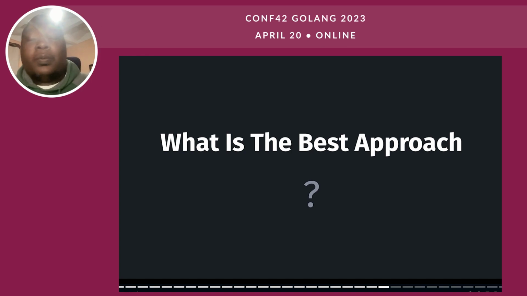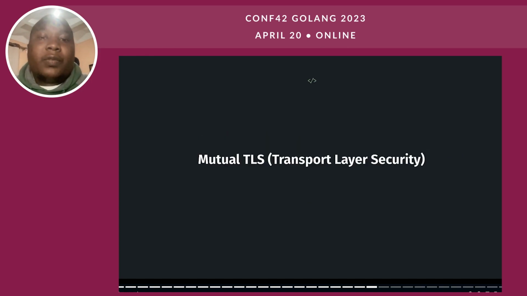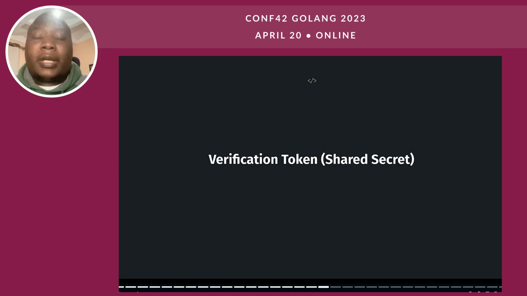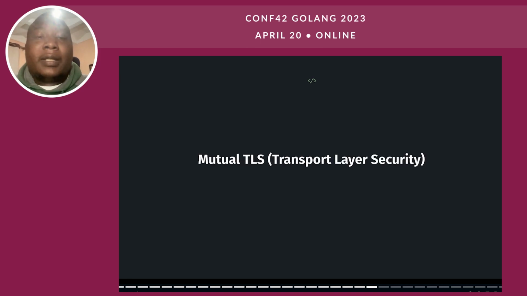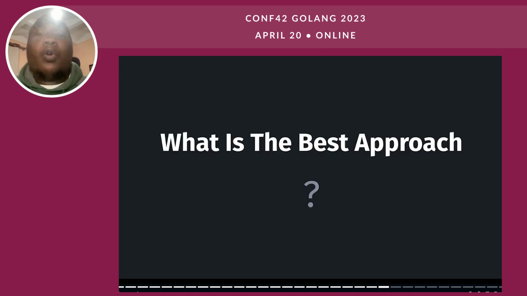So from all these examples that we've looked through, starting with the one-time verification process, verification token and shared secret, hash-based message authentication, IP whitelisting, to mutual TLS, what is the best approach to implement webhook security? Now, again, it's very debatable, and hear me out.